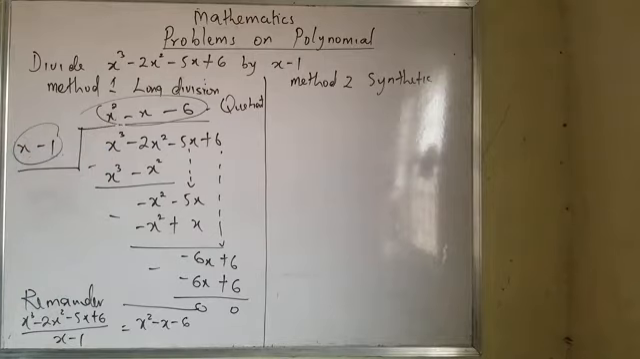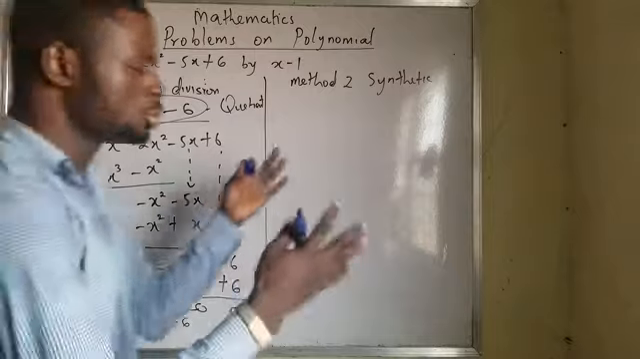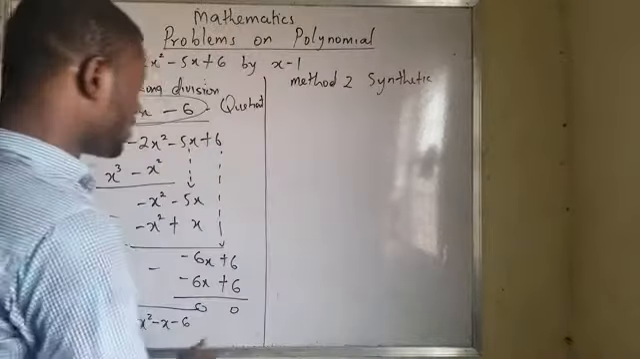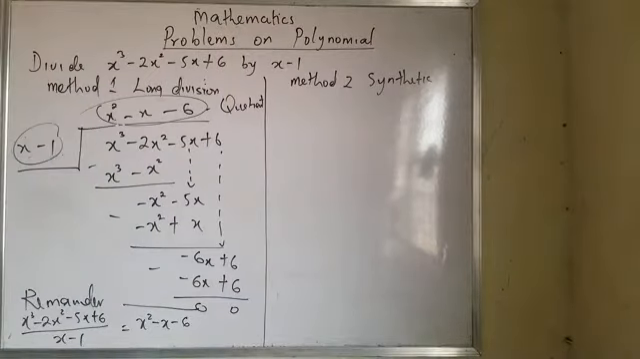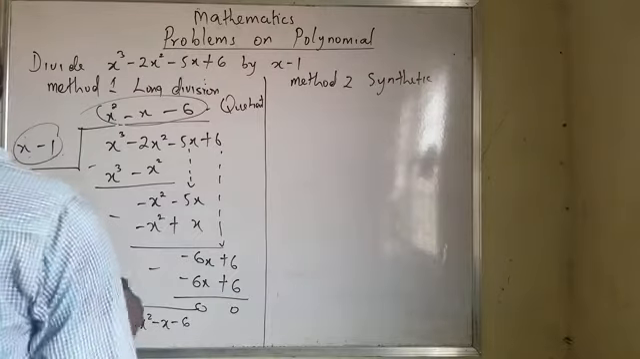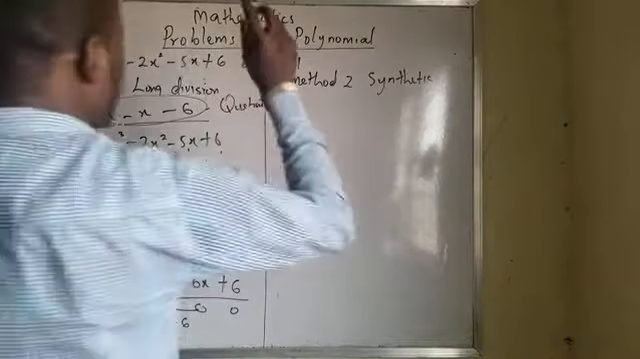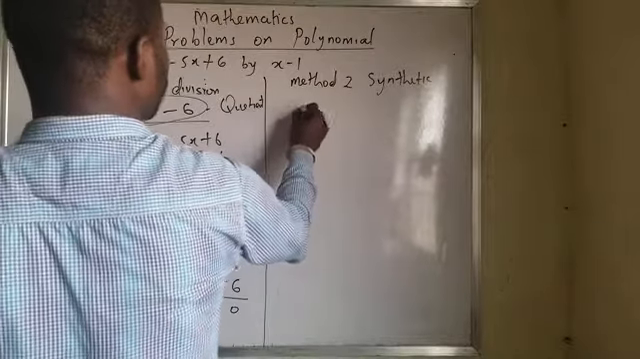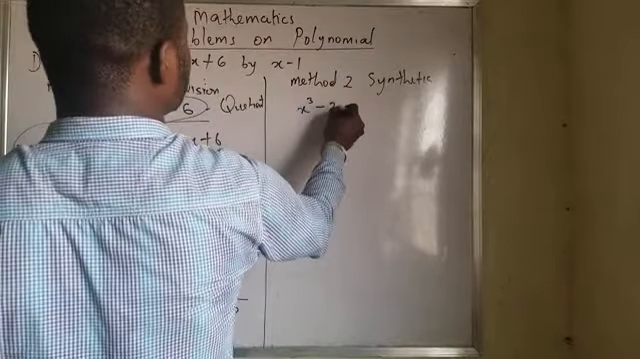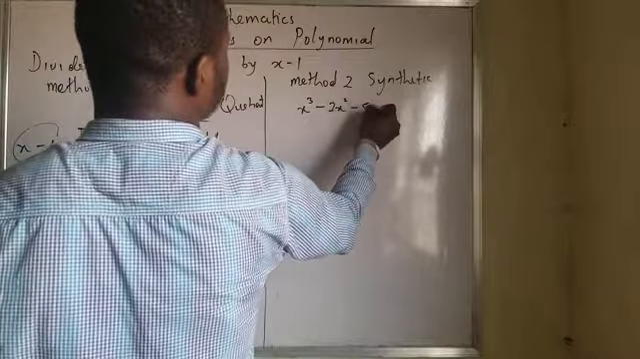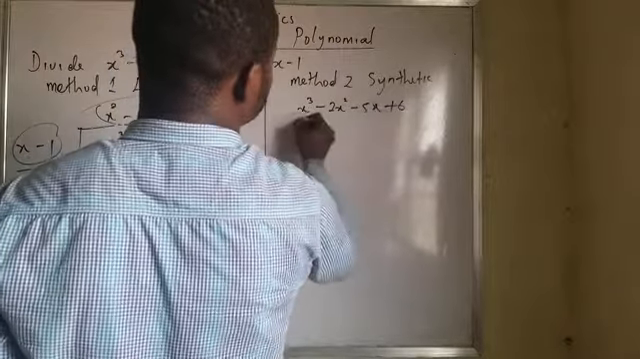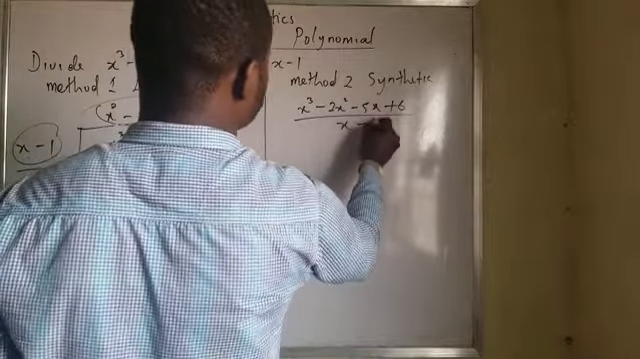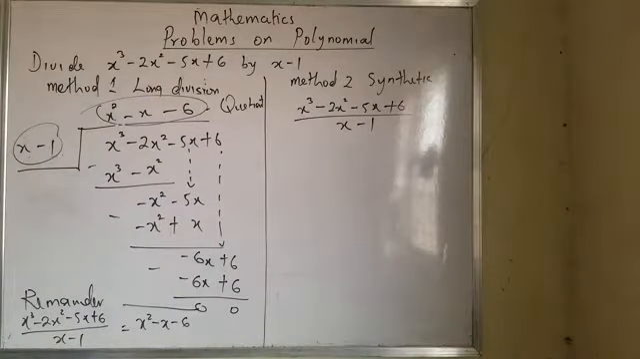Quotient is good. Now, that is method 1. If I'm to use method 2, it's also very simple. I want to run the synthetic method now. Now, how do I use my synthetic method? What I will just do is that I'm talking about x cubed minus 2x squared minus 5x plus 6 divided by x minus 1. I want to work on this particular part.